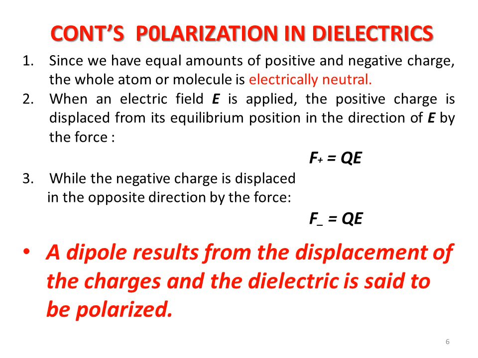When an electrical field E is applied, the positive charge is displaced from its equilibrium position in the direction of E by the force, which is some external force, while the negative charge is displaced in the opposite direction by the force. A dipole results from the displacement of the charges, and the dielectric is said to be polarized.